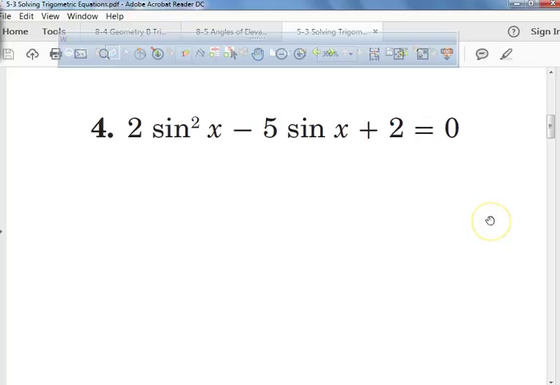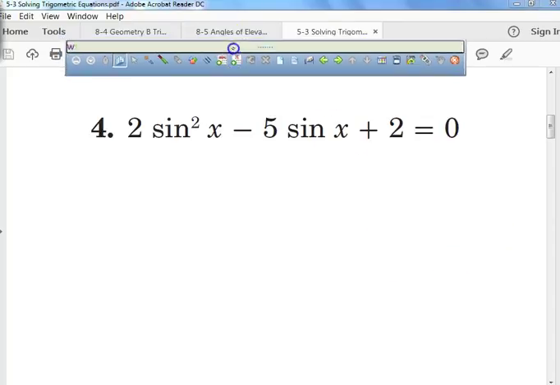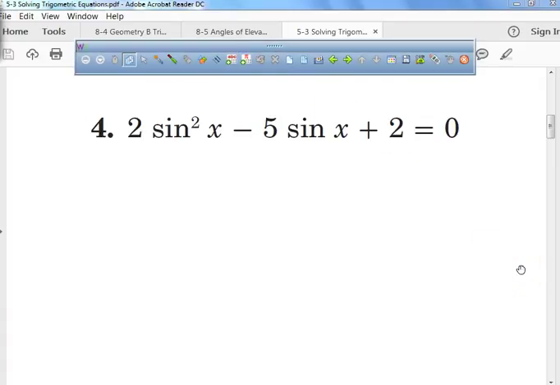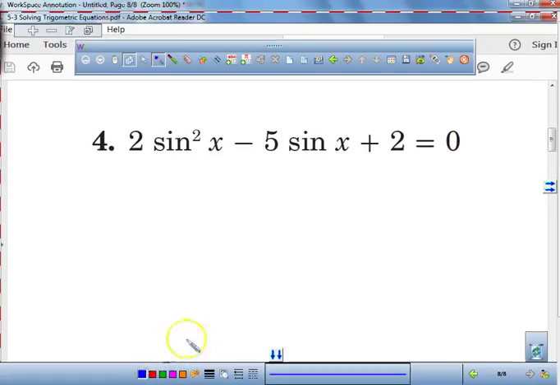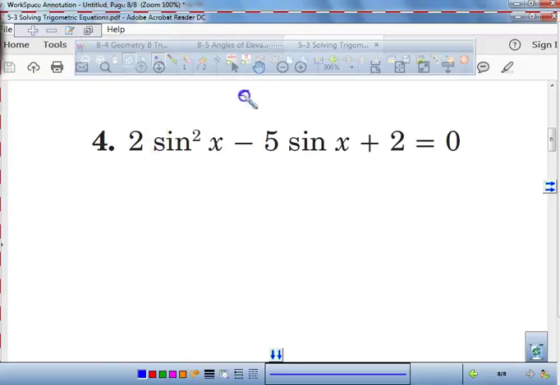All right. So today, everybody, since I royally stunk it up yesterday explaining how to solve trigonometric equations, we're going to try this again. All right? So the first thing that I'd like you to do is wherever you see sine of x, make it equal to u.